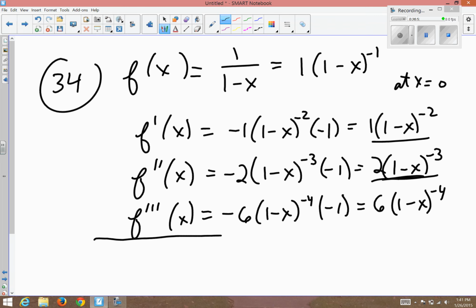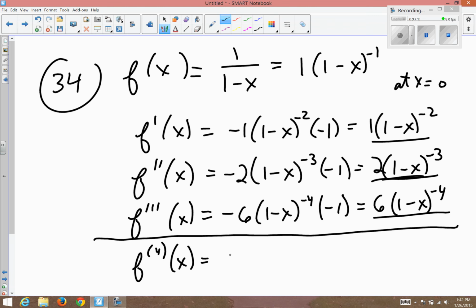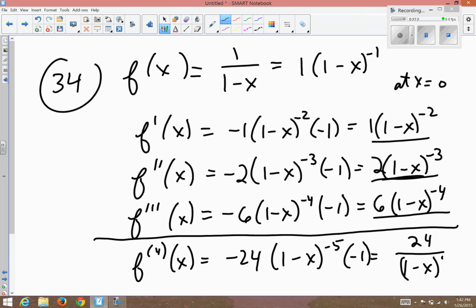Well, we only need up to the third derivative to get the polynomial of order 3. But to answer the question coming later, which is given an upper bound of the magnitude of the approximation error, the error is going to require the next derivative, which would be the fourth derivative. Coming from this would be negative 24 times 1 minus x to the negative 5 times the derivative of what's in the parentheses. So it's positive 24 over 1 minus x raised to the positive 5.